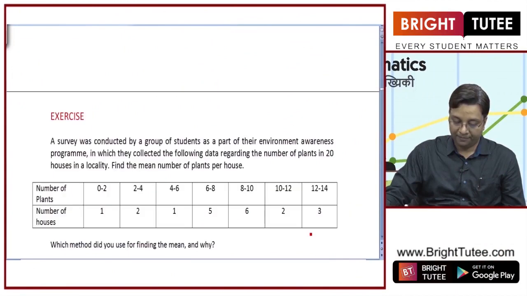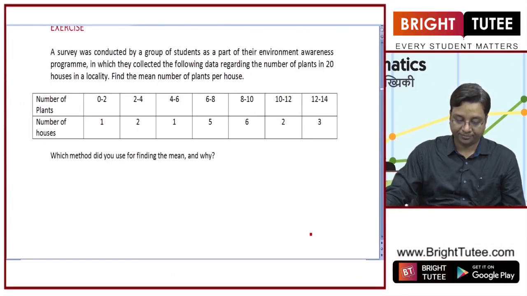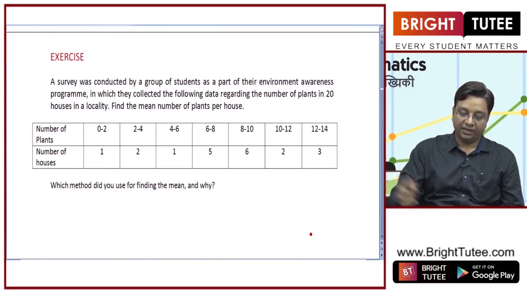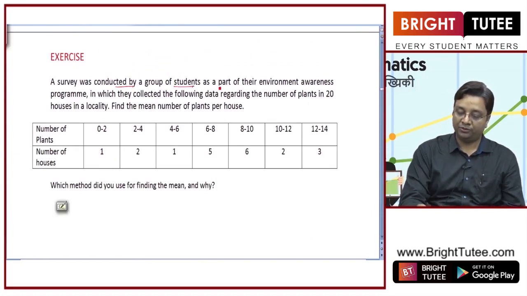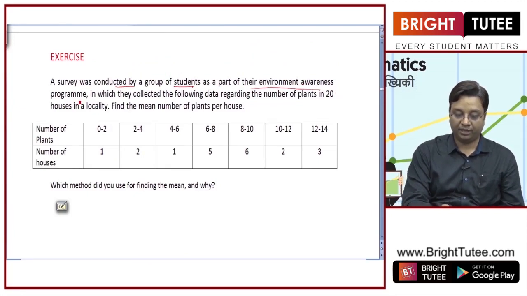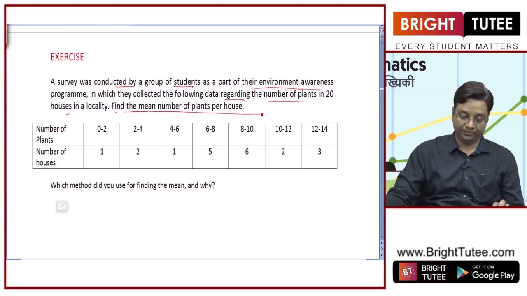Let us move on to the exercise here. A survey was conducted by a group of students as a part of their environment awareness program, in which they collected the following data regarding the number of plants in 20 houses in a locality. Find the mean number of plants per house.